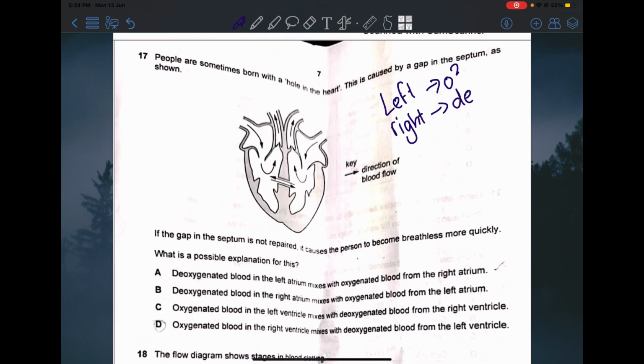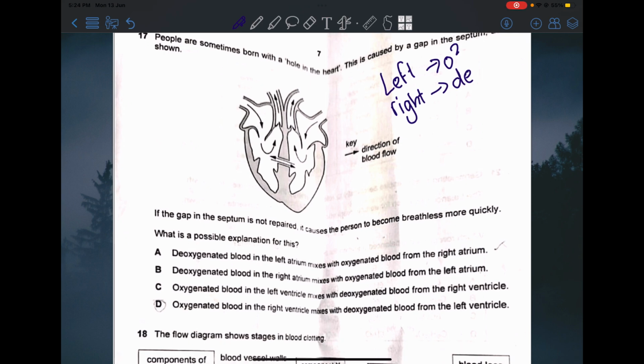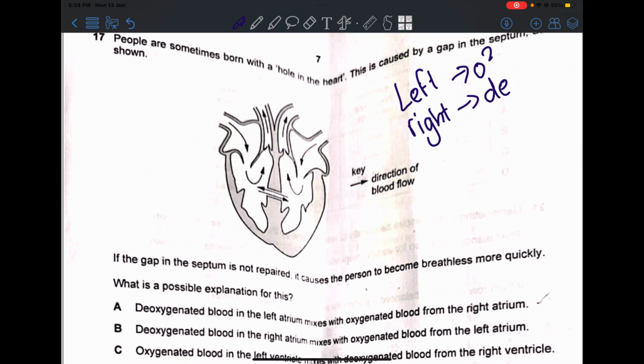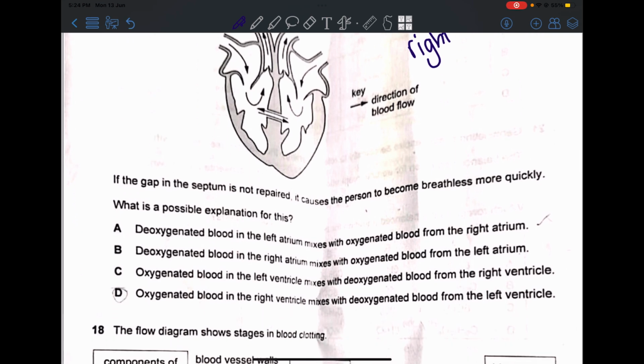Number 17, people are sometimes born with a hole in the heart. This is caused by a gap in the septum, as shown. If the gap in the septum is not repaired, it causes the person to become breathless more quickly. What is a possible explanation for this? Now, over here, I've written that the left ventricle has the oxygenated blood and the right ventricle has the deoxygenated blood. The left chamber actually has the pulmonary vein pouring blood into this side of the heart, and the right chamber has the vena cava, which is a vein which has deoxygenated blood pouring into this chamber of the heart.